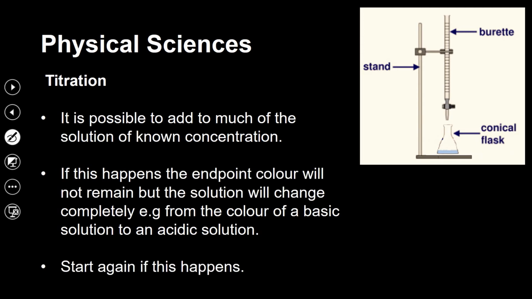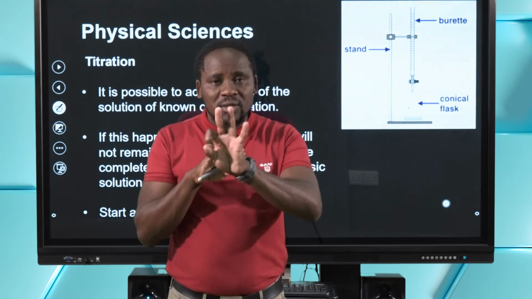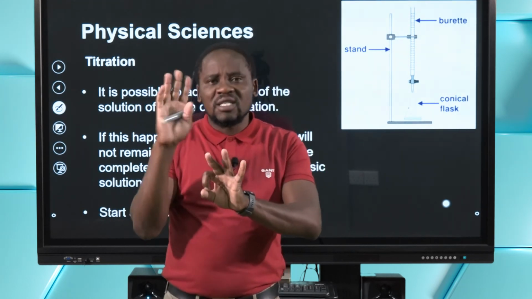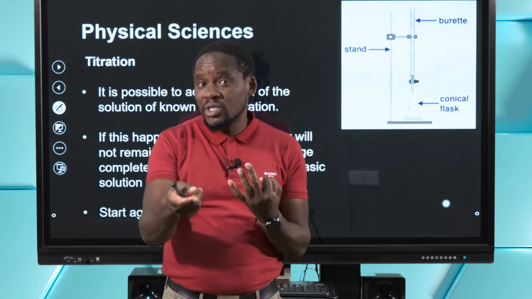So at the end point, we would say, okay, this is roughly the volume of the standard solution that was used in the titration. Then we would have to repeat the procedure more than once, say 3 times, because the first one is basically to give us a rough estimate of how much volume of standard solution is actually used.